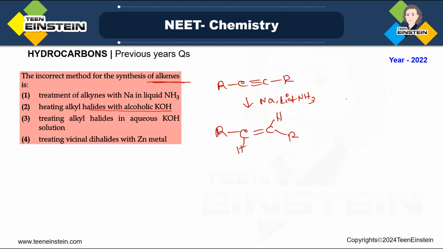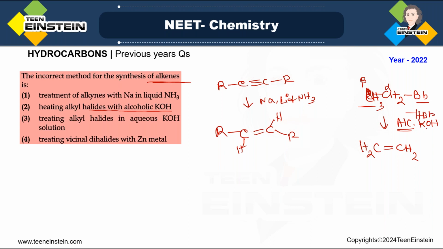Heating alkyl halide with alcoholic KOH. So suppose you have some alkyl halide, RCH2Br, and you are using alcoholic KOH. When you use alcoholic KOH, it is very important that it is not aqueous KOH, it is alcoholic. Let me write CH3 here because I need some beta hydrogen. This is the alpha position with respect to Br, and this is the beta position. So the beta hydrogen and this Br will be removed, and ultimately you will get CH2 double bond CH2. So we use alcoholic KOH when we want to remove HBr. This is also a correct method.